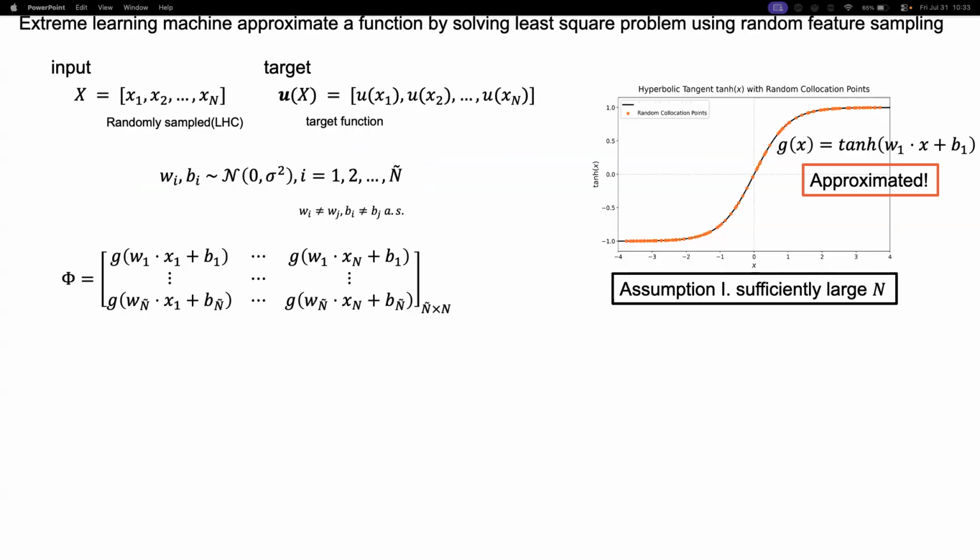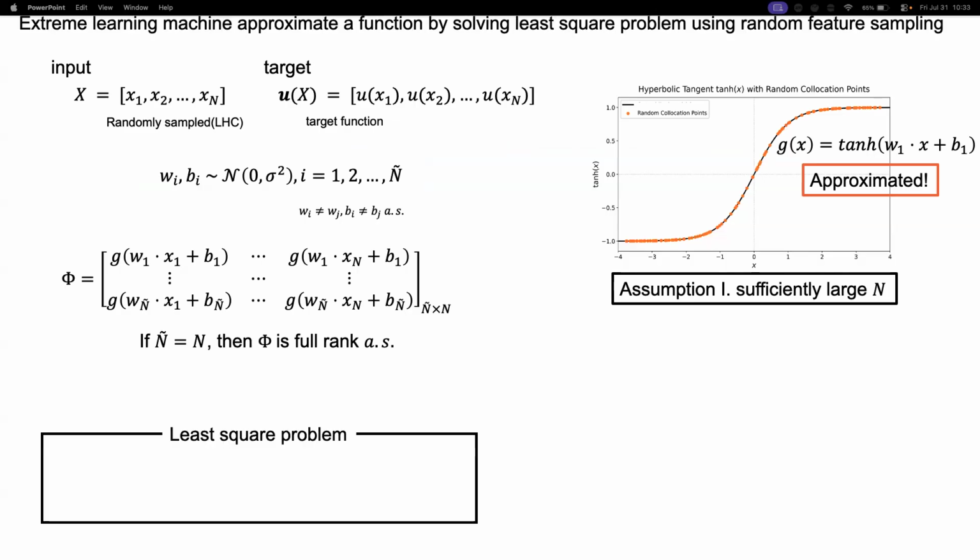By basic linear algebra, if n tilde and n are equal, then P is full rank almost surely. So this problem becomes a least squares problem: if there are proper coefficients C for the basis functions, then we can properly approximate the true function U.